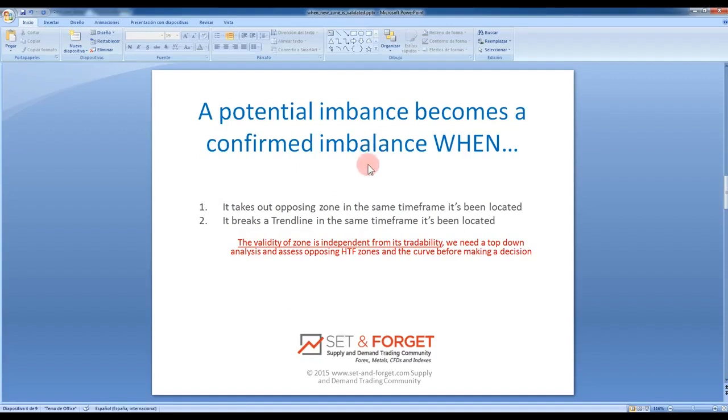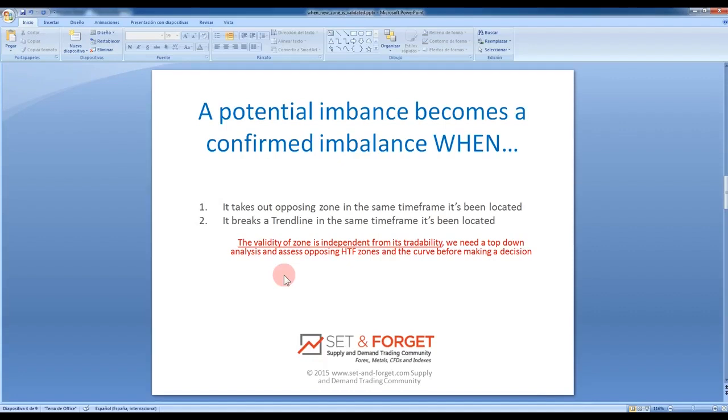But a very important thing: the validity of a zone is independent from its tradability. That means we need a top-down analysis in order to assess opposing higher time frame zones and the curve before making a decision. So we need to make a top-down analysis. If our combination is monthly, weekly, daily, then we have to analyze all of that and make a trading decision.